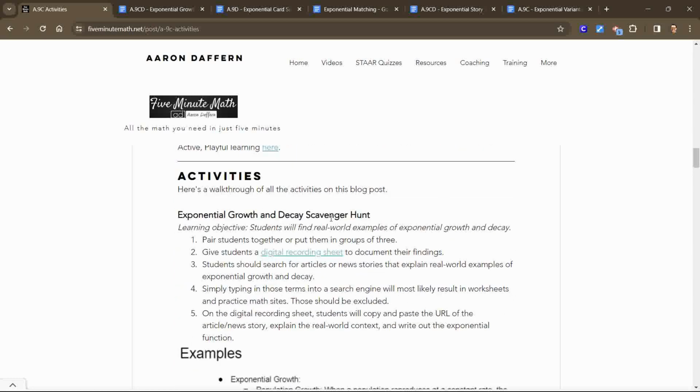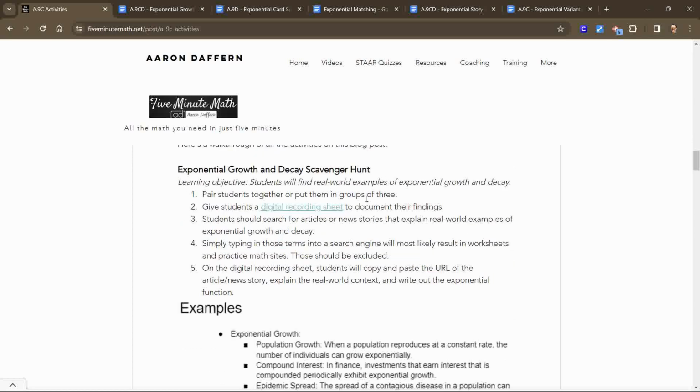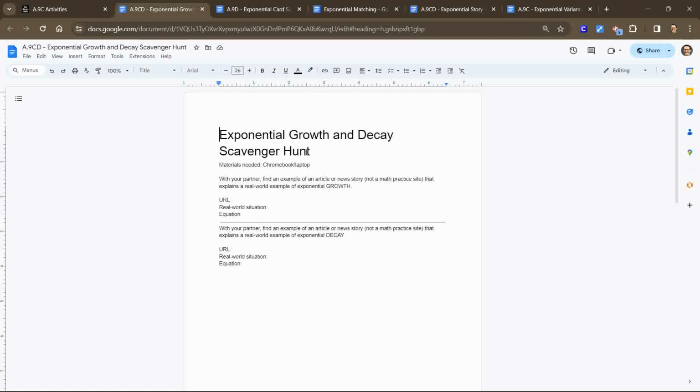So let's look at our first one. The video that I'm making right now will go right here underneath this. Here's a walkthrough of all the activities on this blog post. So here's our first activity, exponential growth and decay scavenger hunt. Now this one, along with another one, actually work with both A.9C and A.9D. A.9D is graphing exponential functions and identifying key features. But one of the difficult things about exponential functions is trying to grab them from real-world contexts. And so the idea behind this, and I've linked a digital recording sheet, I'm going to switch over to that.